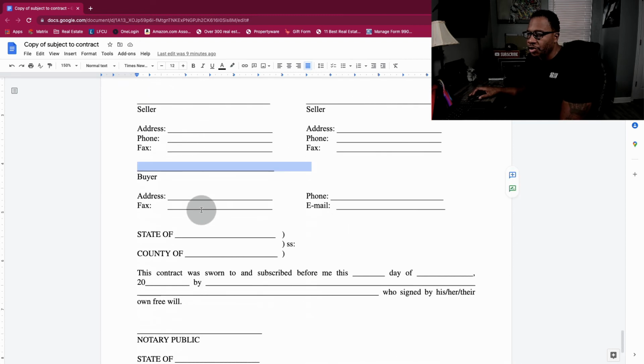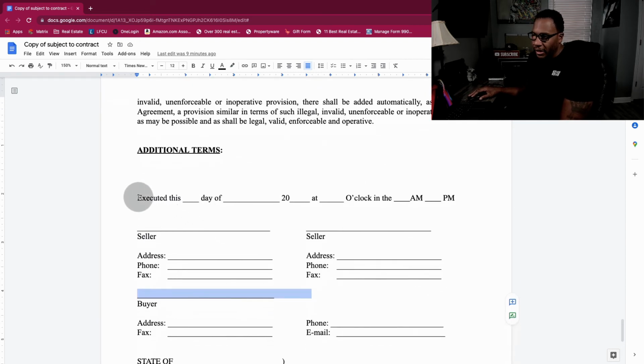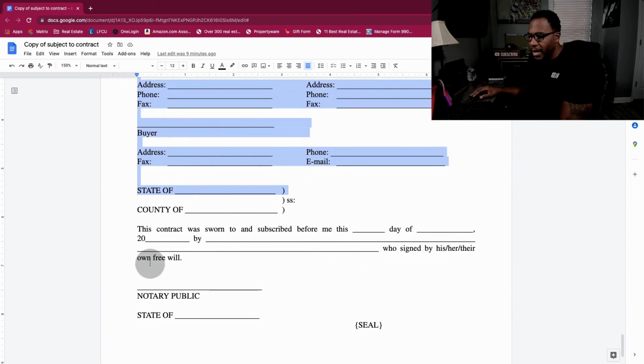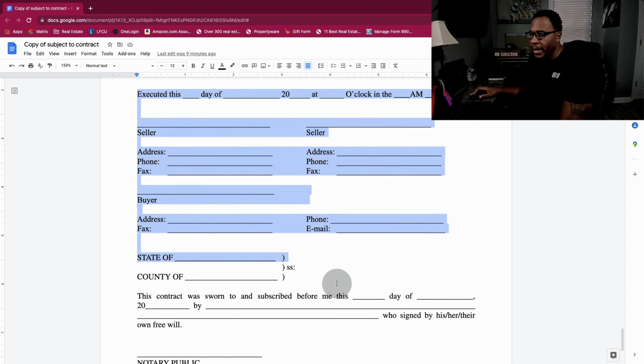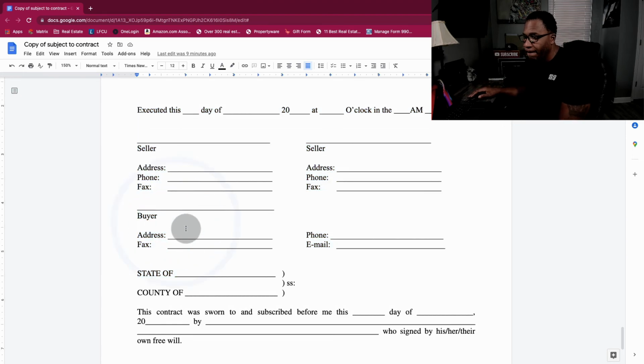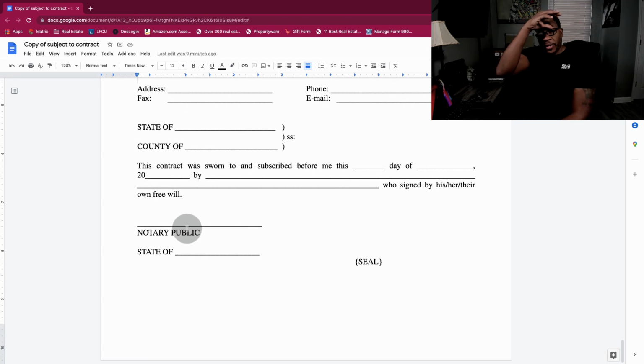Now, as we scroll down, you're not going to fill out any of this information until you get to closing. All right. So don't even worry about this information right now. You can have this signed and completed when you get to closing, and the lawyer can walk everybody through that. All right. So that is how you're going to fill out this purchase agreement.